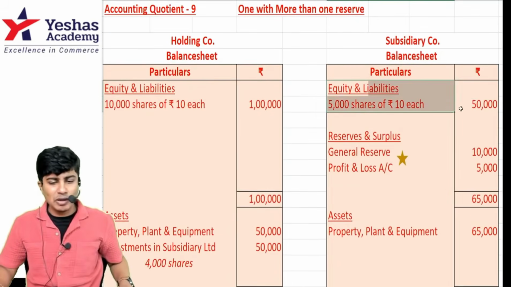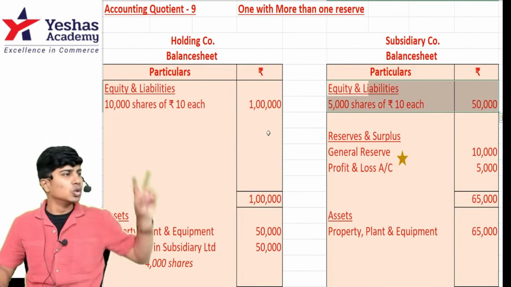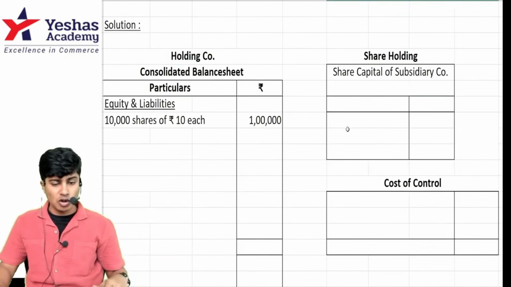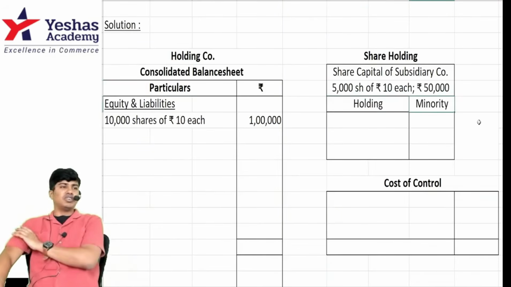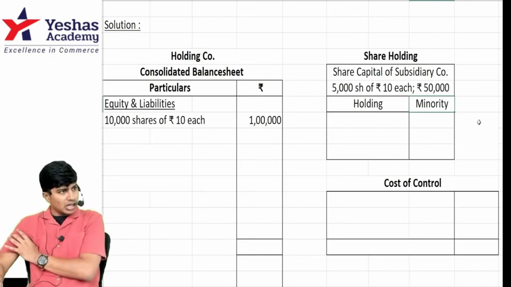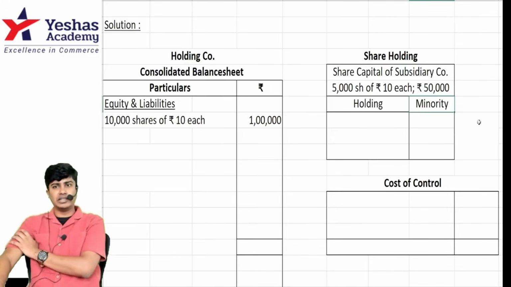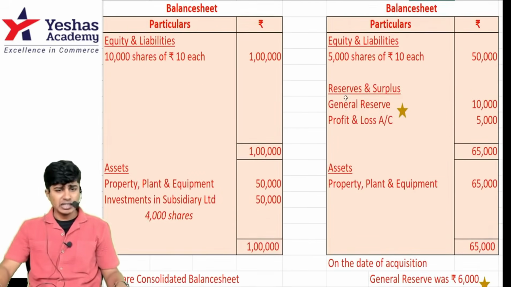Next, share capital of subsidiary. What to do? Split. How do we split it into two? One is holding, the other one is minority. I don't know how much is holding, how much is minority. So I'll write 5,000 shares of 10 is 50. I will write the word holding, I'll write the word minority, but I don't know how much holding, how much minority. I'll leave it like that. Done.